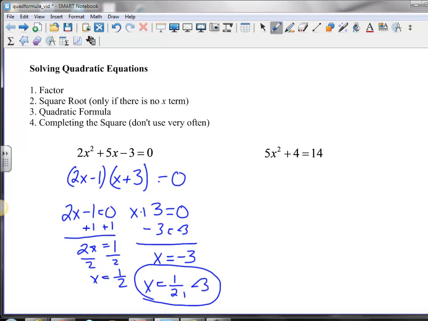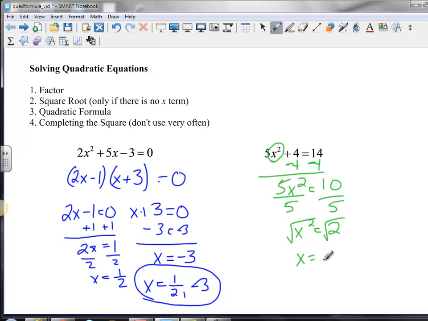Now, I could do the same thing over here with this one on the right if I wanted to, but since there's no x term, I can use the square root formula. All I'm going to do is get this x squared by itself. In order to do that, I subtract 4 from both sides, and I get 5x squared equals 10. Still got to get that x squared by itself, so again I divide by 5, and I get x squared equals 2. To undo the square, I simply square root, and I get x equals the square root of 2.